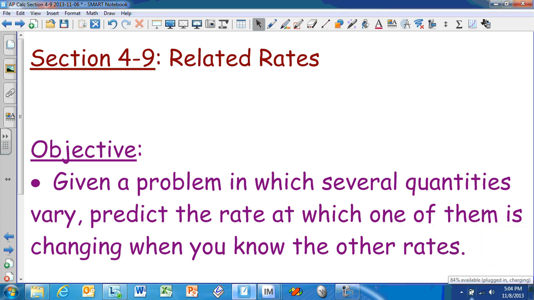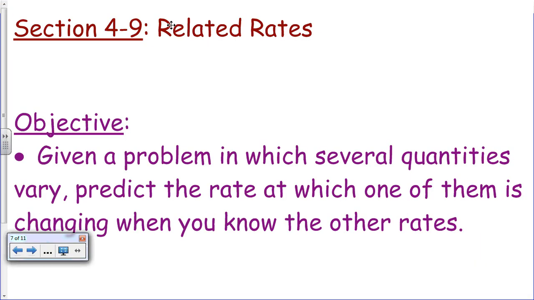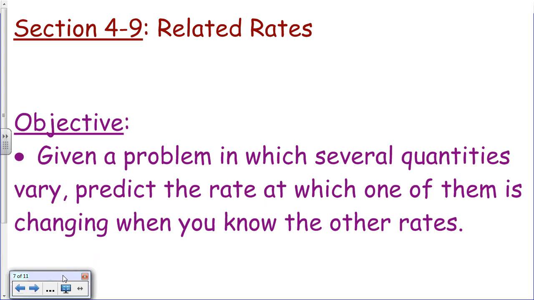Section 4-9 is on related rates. And again, the objective of this section is, given a problem in which several quantities vary, predict the rate at which one of them is changing when you know the other rates. So again, the title of this section, Related Rates, tells me that I'm going to end up with a relationship, and it's a relationship of rates.